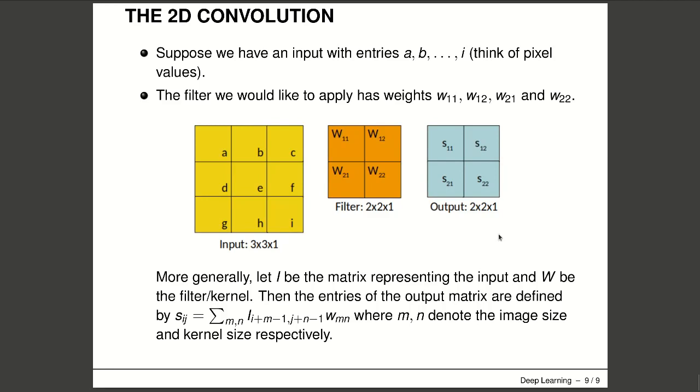More generally, if we have the input matrix I and W as a filter or kernel, we can define each entry of our feature map with this formula. We have a sigma over m and n. For each entry, we calculate I at position i plus m minus 1 and j plus n minus 1, times W at m, n. Here, I and W denote the image and the kernel respectively.